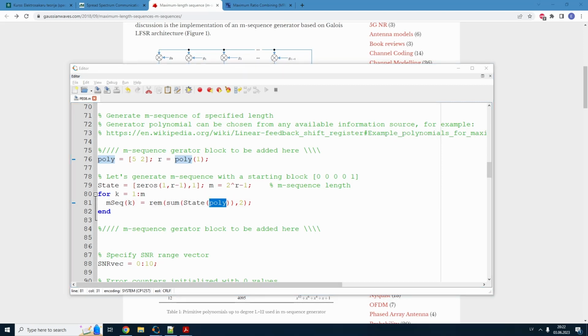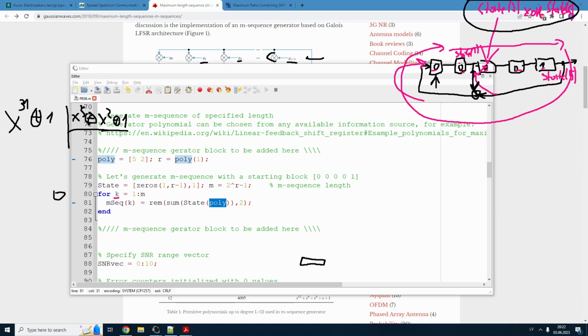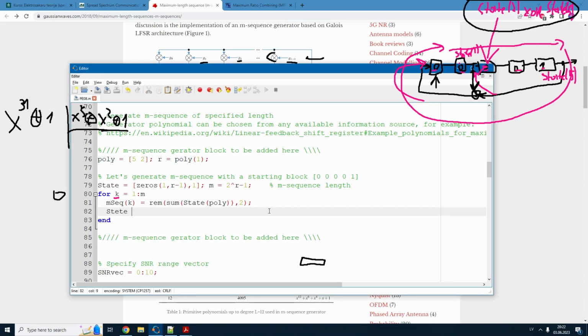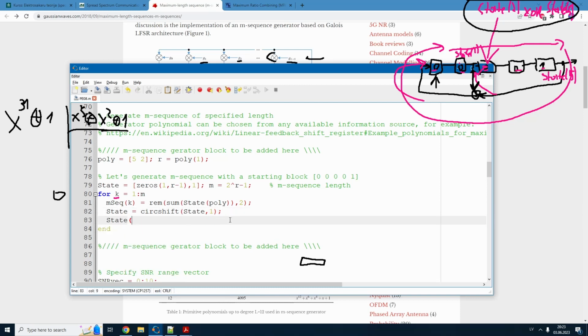Oh, I'm sorry, I didn't intend to erase the diagram. I hope I can bring it back. Yes, I can. Now we make a circular shift of our state. So our state is going to be circularly shifted by one position. Sorry, that is a typo, state. And instead of the first element in the state, we are going to put in this sum. So that's state 1 is going to be the M sequence symbol.